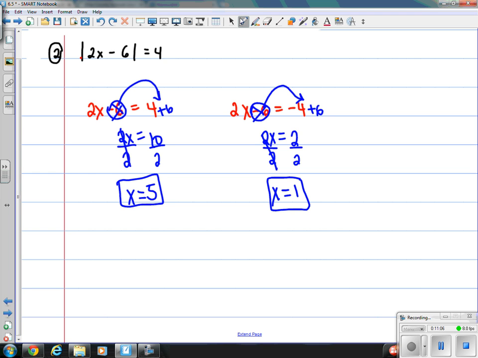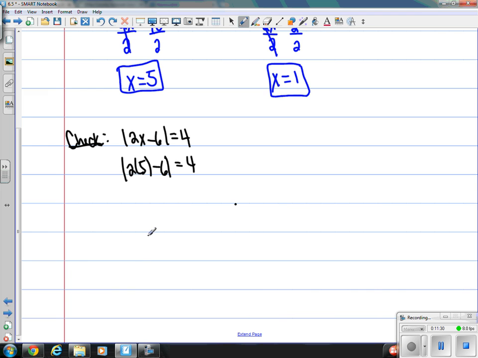Once again, for the check, because this is an equation, we go back up to the original. Alright, we say the absolute value of 2x minus 6 equals 4, except this time I replace x with 5. So 2 times 5 minus 6 equals 4. 2 times 5 is 10, minus 6 equals 4. So the absolute value of 10 minus 6 is 4. And the absolute value of 4 is positive 4, and 4 equals 4, so we check.